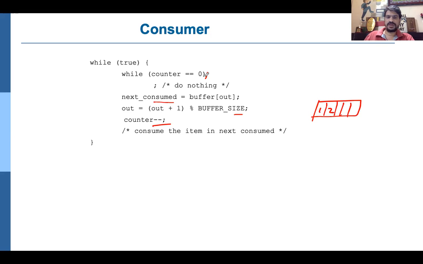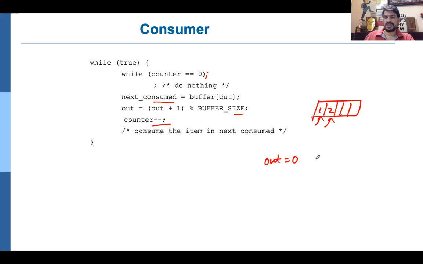So in the first way, because counter is not 0, the value will be consumed, and out is there. Out will be, let's say, initialized with 0, so it will go to the 0th position, consume the data, increase the value, come here, consume the data, increase, and then what it will do is, you can see that counter value is also reduced.